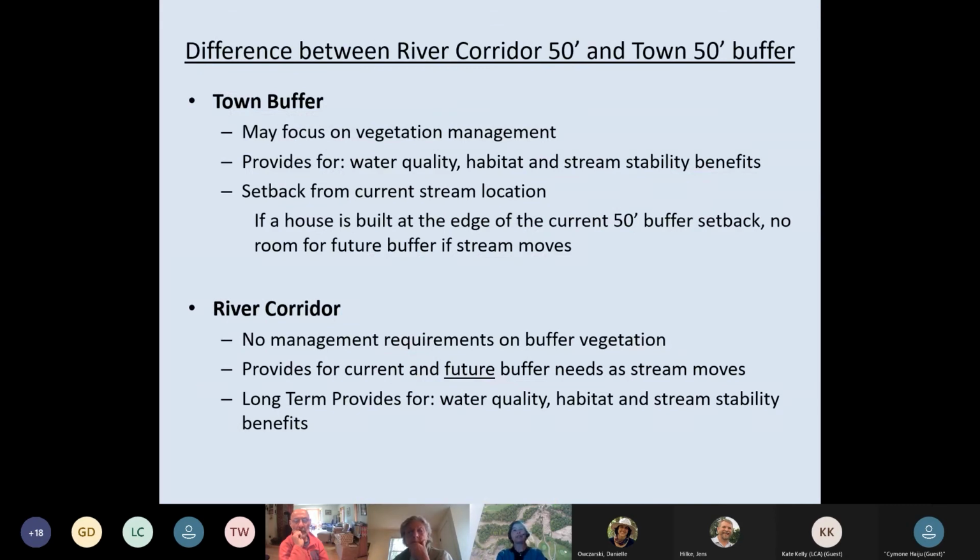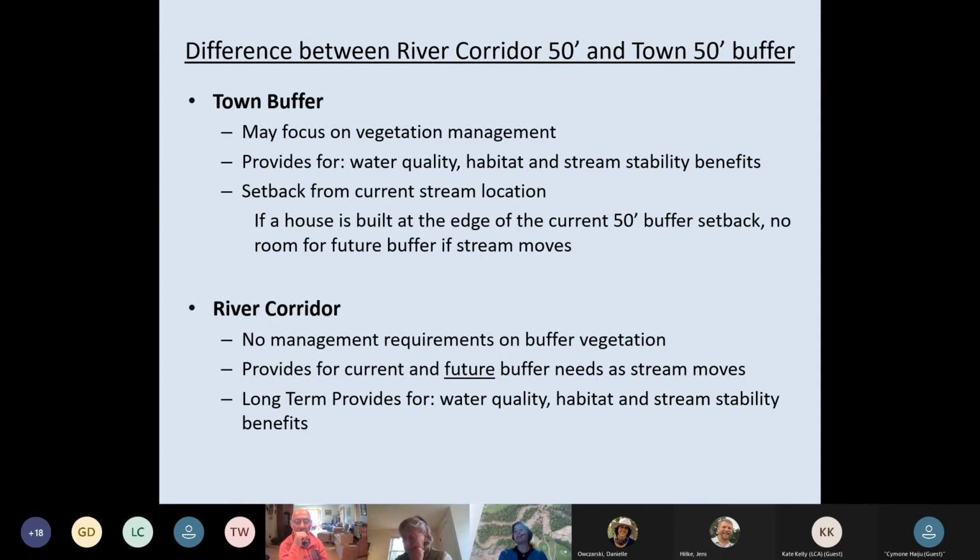And I mentioned that there is a 50-foot buffer included in the river corridor, and this is not the same as a town's riparian buffer zone. So let's look at a couple of the differences. A town buffer language may focus on vegetation management. It's typically there for looking at water quality, habitat, and stream stability, and it's typically looking at just the current stream location.